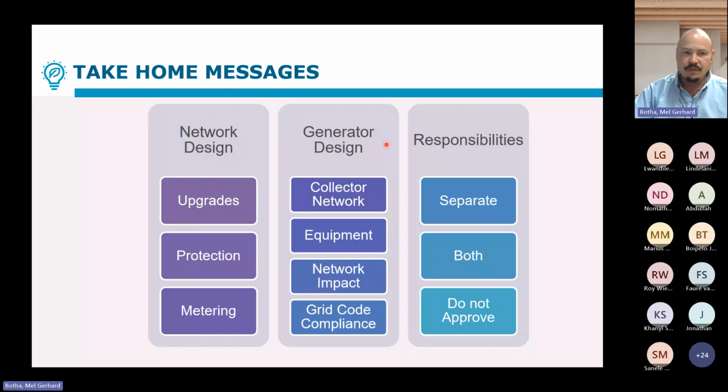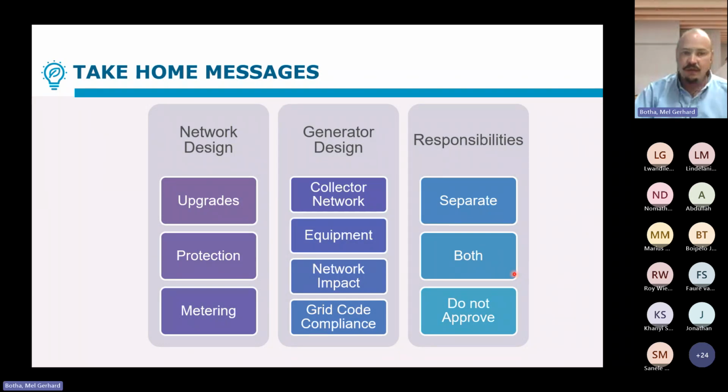The generator takes responsibility for the collector network, the equipment inside the generator, the network impact, so voltage changes, things like that, and the grid code compliance. So in terms of responsibilities, some of these aspects are just the distributor's responsibility. So distributor network, the protection, metering.